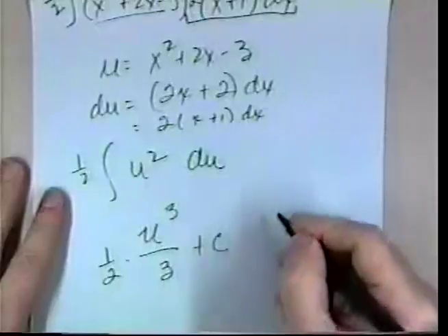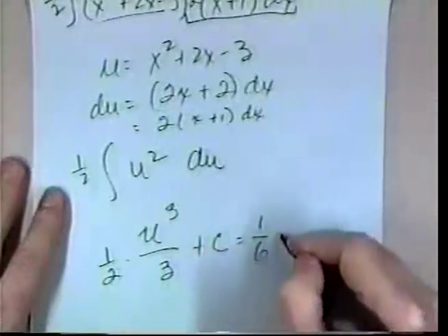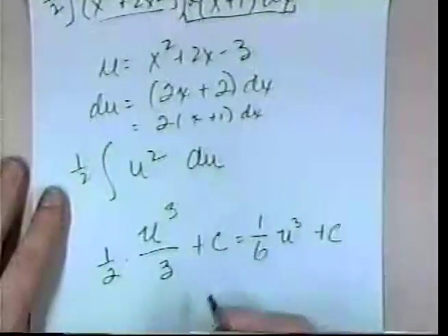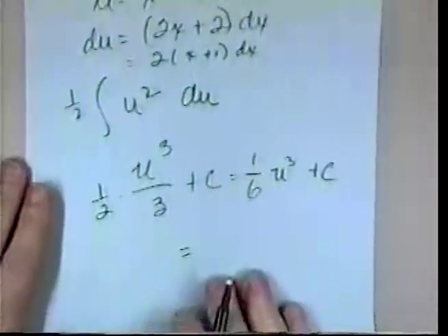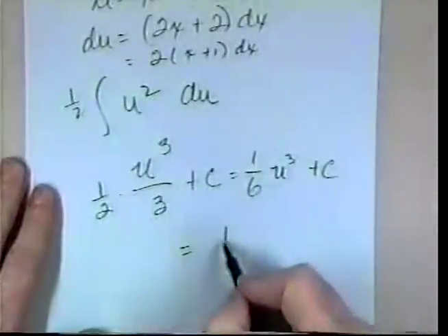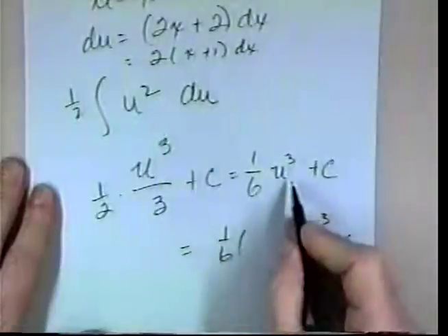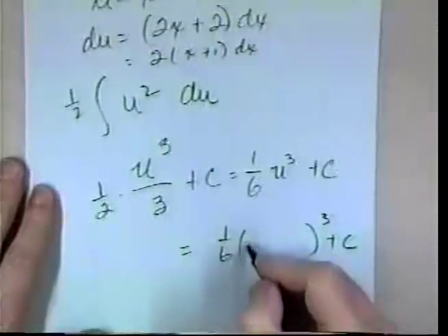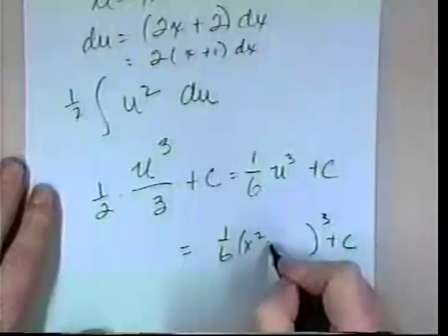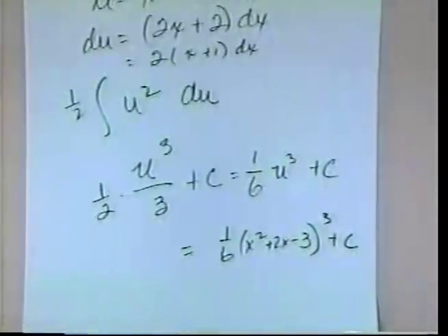Plus the constant. That's equal to 1/6 u cubed plus the constant. And of course, we're going to do our translation back into French: 1/6 u cubed plus the constant, where u was x squared plus 2x minus 3.